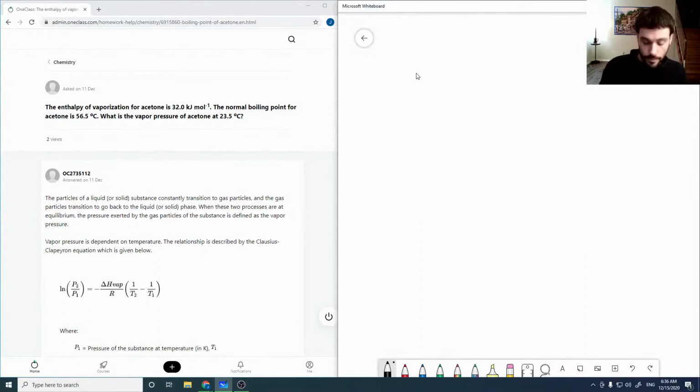So the enthalpy of vaporization for acetone is 32 kilojoules per mole. The normal boiling point for acetone is 56.5 degrees. What is the vapor pressure at 23.5?